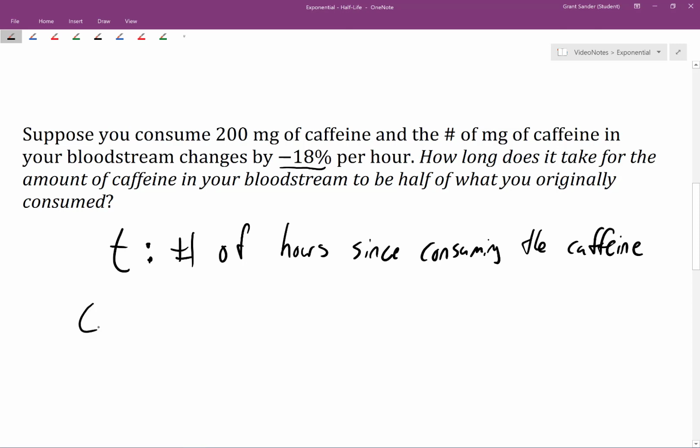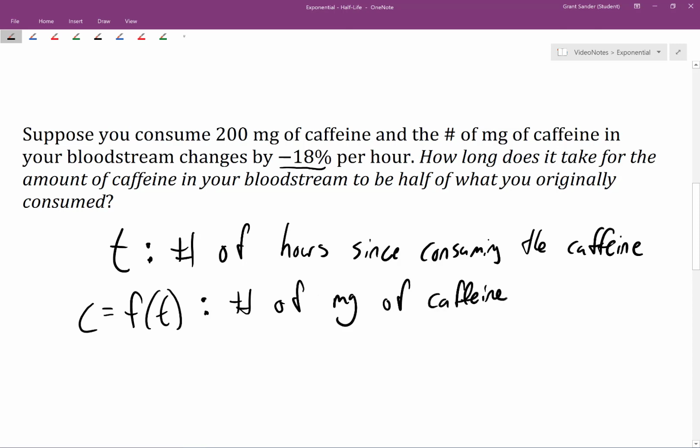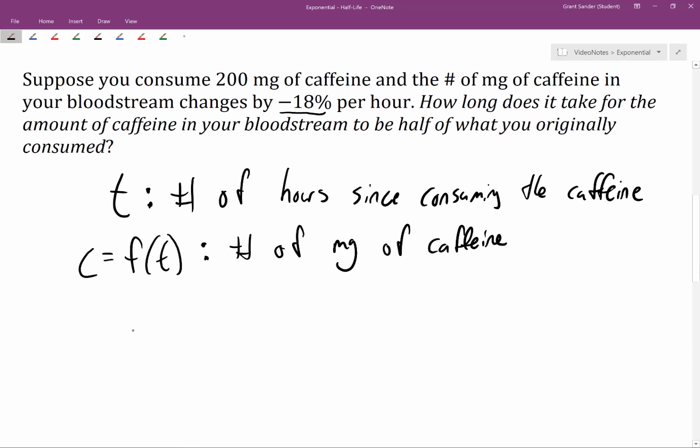Then we'll let c, which is a function of t, so c equals f of t, where f is this function that relates the number of hours to the amount of caffeine, represent the number of milligrams of caffeine in your bloodstream. So we can actually write a function formula for f. We could write f of t equals some expression using t.